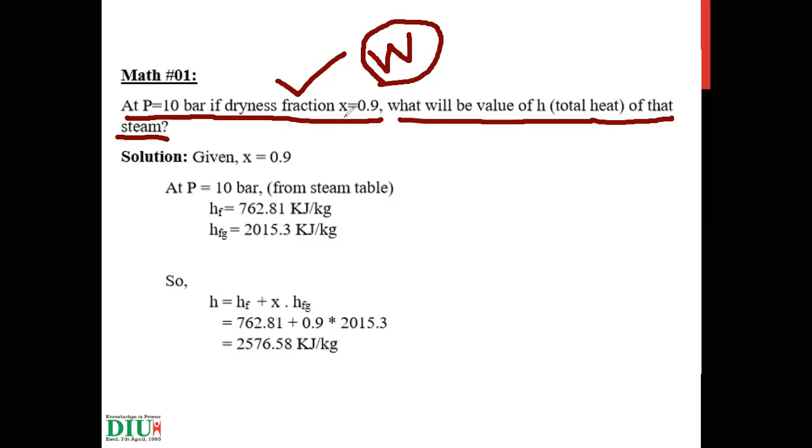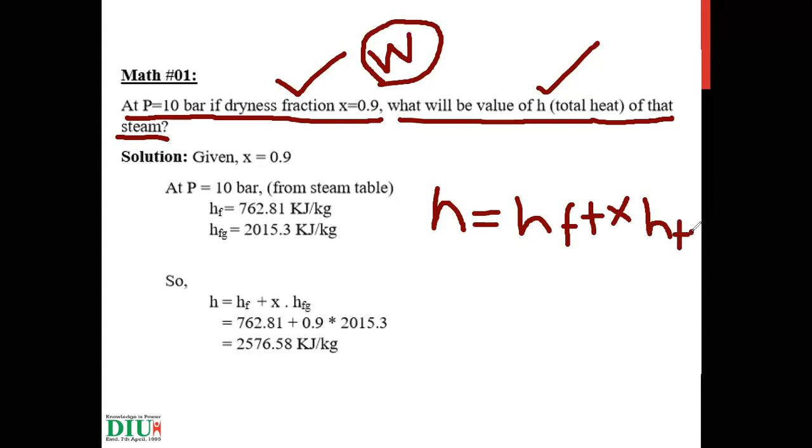You see that the dryness fraction is given, and we are asked what will be the value of H, the total heat or the enthalpy, of that steam. For wet steam we all know that the heat will be H equals HF plus X into HFG. Here the value of X is given, which is 0.9.